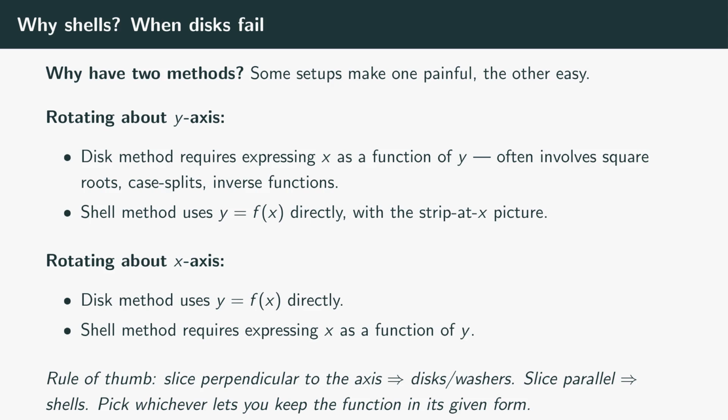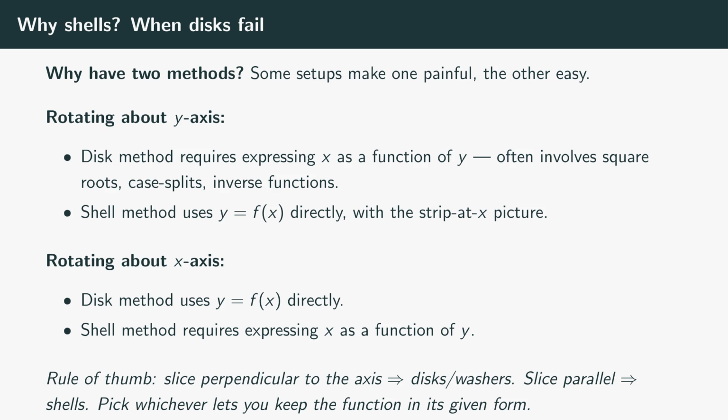Quick aside, why two methods? Why not just always use disks? Because sometimes the disk method forces a painful change of variables, and shells let you avoid it. Concretely, if you rotate around the y-axis and use the disk method, your cross-sections are perpendicular to the y-axis. They're disks of radius x at height y. But to integrate over y, you need to write the radius as a function of y, which means inverting y equals f of x into x equals f inverse of y. If f doesn't have a clean inverse, you're in trouble.